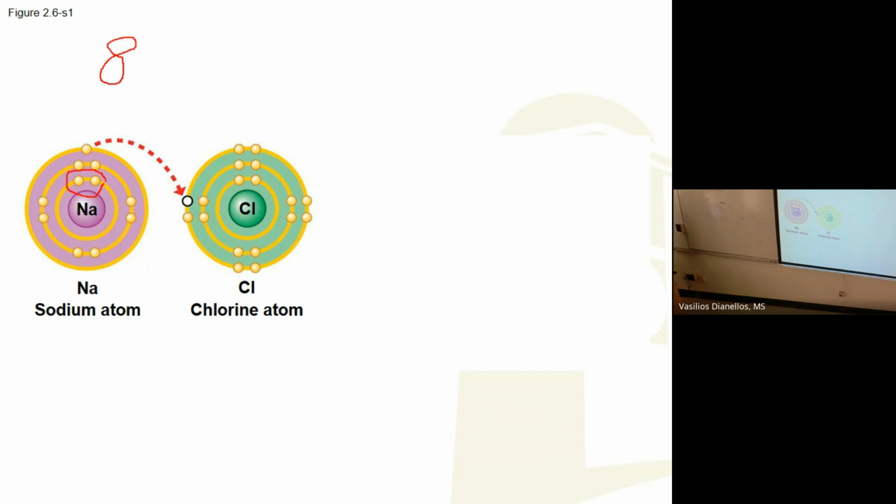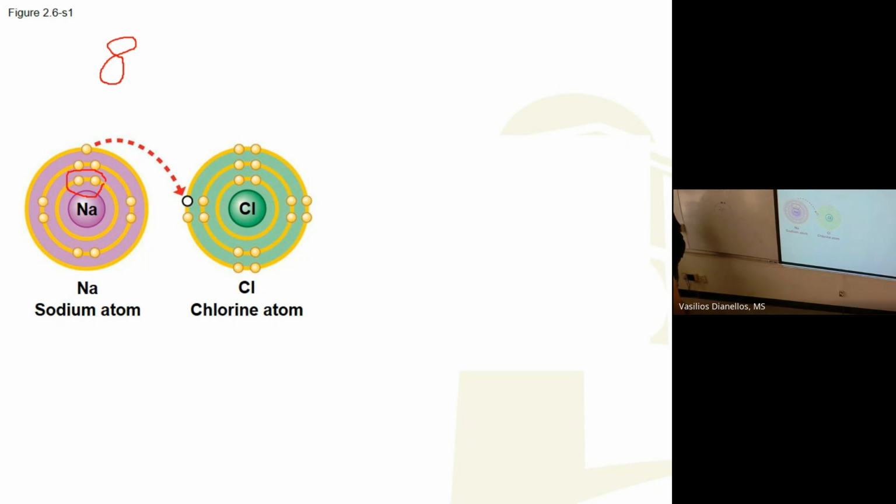So that sodium needs a full outer ring. In this case, since it only has 1 on the outermost ring, it's easier to give 1 up than to take 7. Does that make sense? It's easier to say, hey, take my extra. Because once it gets rid of that, then the outermost ring is full, right? So it's easier for it to give 1 up. The chlorine, meanwhile, has 1, 2, 3, 4, 5, 6, 7 electrons. And again, it needs 8 to be full. So it just takes that 1 from sodium.